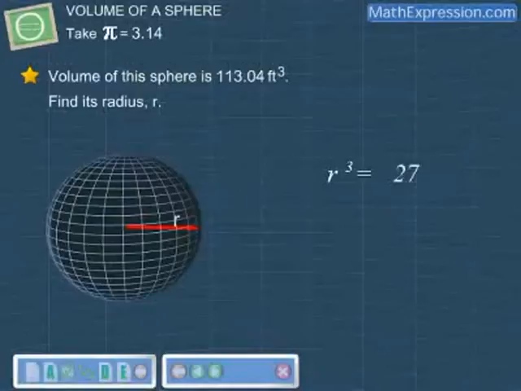Now, since r cubed equals 27, we can find r by calculating the cube root of 27. The cube root of 27 gives 3. Again, this number has no meaning unless we include the unit for it. Since the volume is in cubic feet, the radius of the sphere will be in feet. Hence, the radius of the sphere is 3 feet.